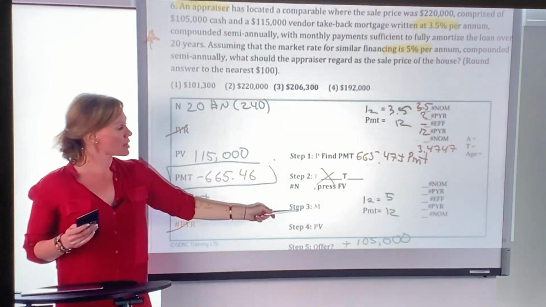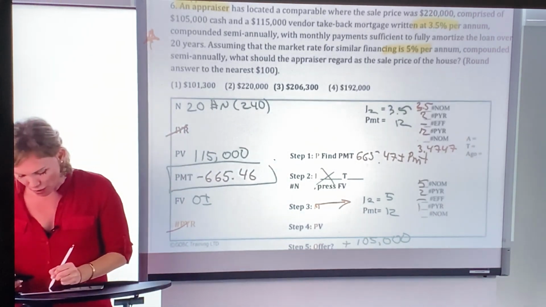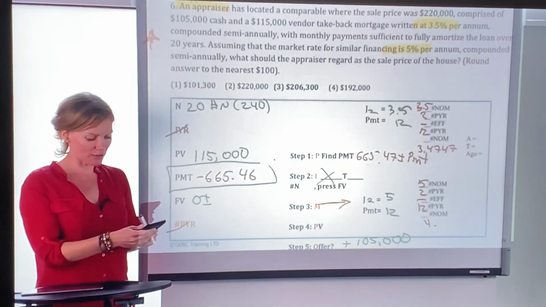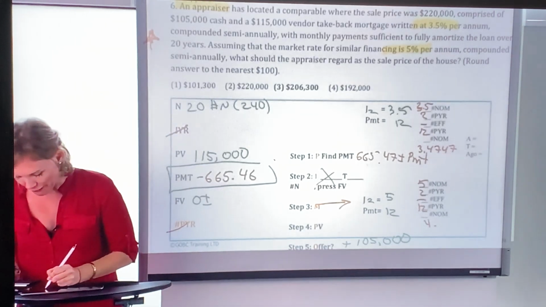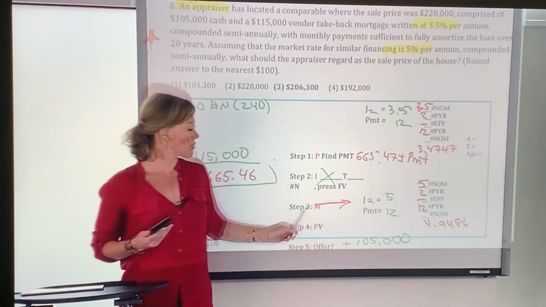Okay. Step number 3, that's your second NPEPN. So we're going to do that right now. So 5, 2, and 12 will come up as 4 point something. Let's do it together. So 5 shift nom, 2 shift PYR shift effective, 12 shift PYR shift nom, 4.9486. Right? You've done that. Step 3 is finished.